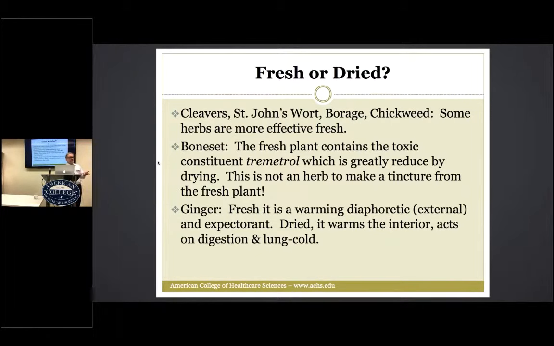Fresh or dried is another consideration for the safe and proper use. There's certain plants that I think are best fresh. Cleavers, St. John's wort, borage, chickweed, they're more effective fresh, I think. Other plants have to be dried. Boneset, for example, the fresh plant is toxic. It has a constituent called tremetrol, which is greatly reduced by drying it. Never make a tincture from fresh boneset.